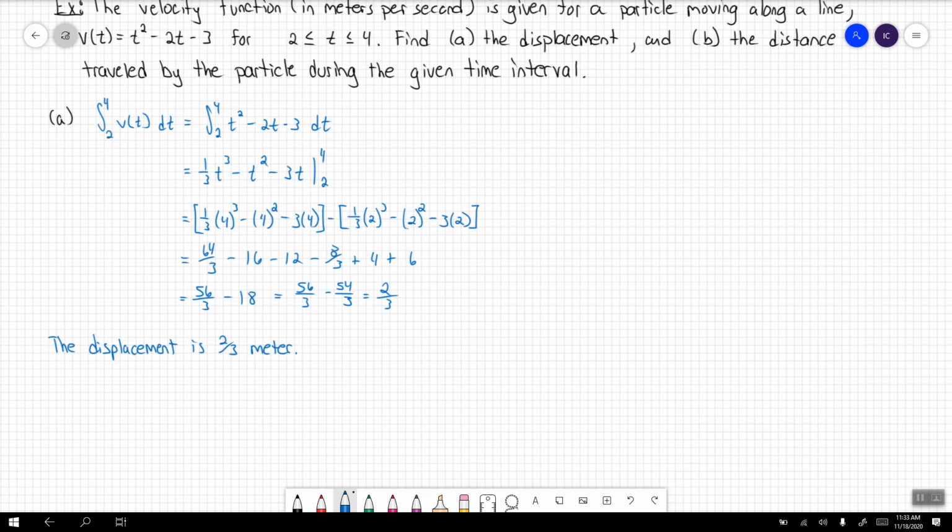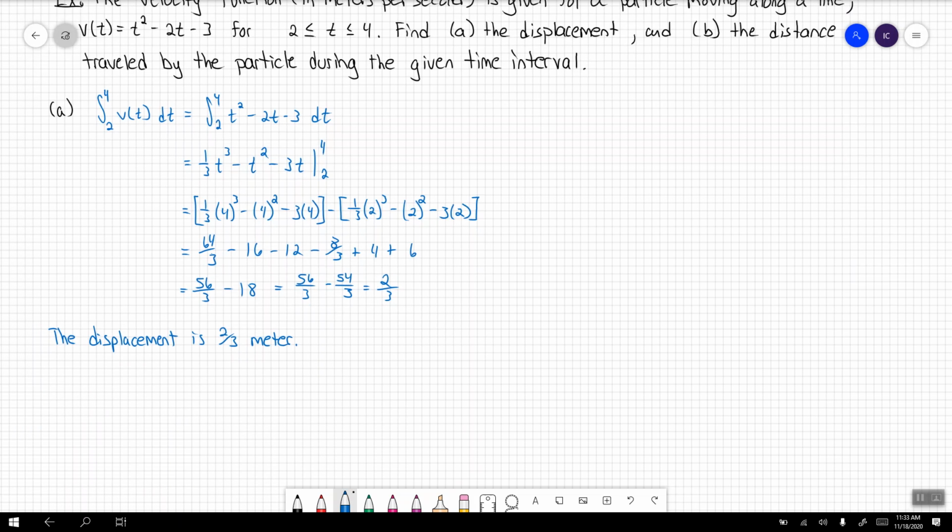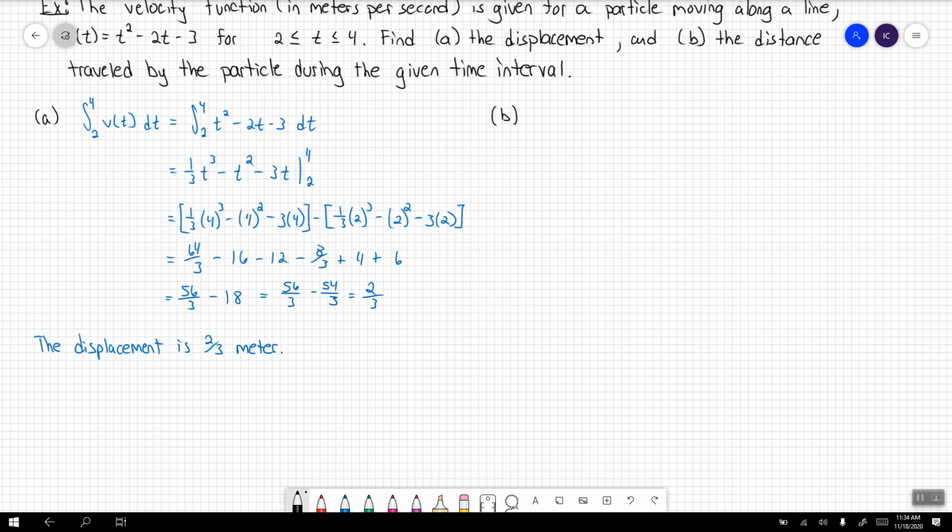Now, we want to investigate this again using a total distance traveled. So again, the displacement just says, hey, this particle just traveled 2/3 of a meter. Let's see what the actual total distance traveled is. So in order to do this, I'm going to go with part B here. And for part B, total distance traveled, I need to integrate from 2 to 4, and this is going to be for the absolute value of the velocity function.